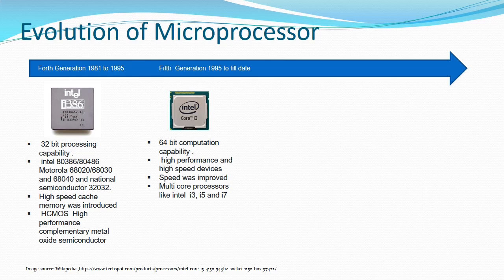The fifth generation of the microprocessor was from 1995 till date. In this generation, 64-bit microprocessors were introduced. In recent years, multi-core microprocessors were introduced, which increase the speed and the performance of the microprocessor.